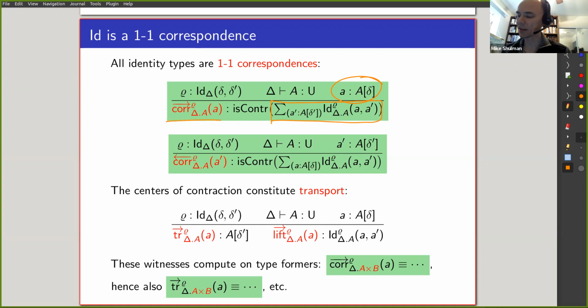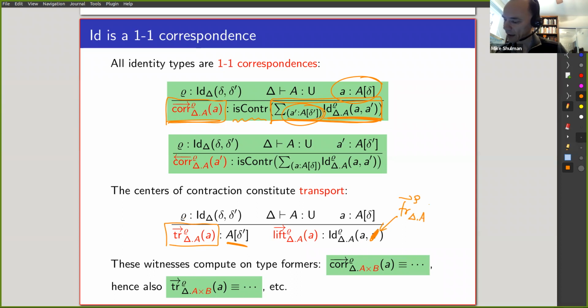So we have these basic things. I didn't use this notation last time, but whatever they are, there are some witnesses of contractibility here. And we talked about how in particular, the centers of contraction of these types constitute transport. So given a little a over here, there's an element of this type, which consists of an element of A over on the other side, which we call transport of little a across the identification rho. And we also have an identification of a with its transport. Oh, sorry, this a prime here should be transport.